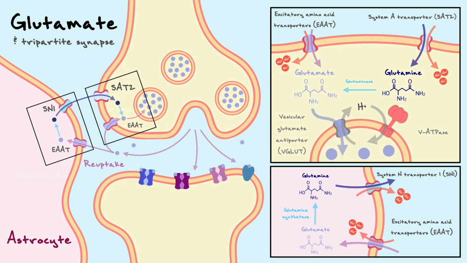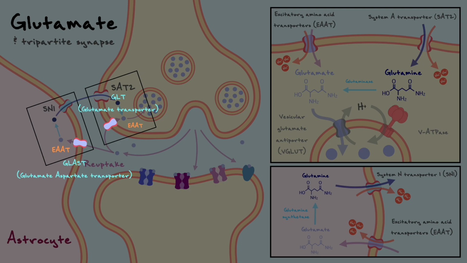Last note, I want to mention that you might find in some literature that the excitatory amino acid transporters, or EAAT, are also named GLAST and GLT, which stand for glutamate aspartate transporter and glutamate transporter.